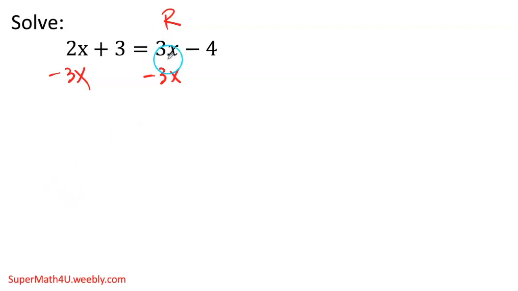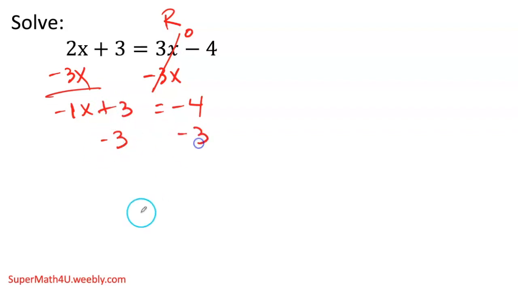3x minus 3x gives me 0, and I have a negative 4 left. 2x minus 3x is going to give me negative 1x. By the way, it doesn't matter if I cancel the 2x or the 3x, you will get the same answer at the end. Now my x is on the left side. I want to leave the x by itself. The first thing that I do is I cancel what is adding or subtracting. In this case, the 3 is adding, so I subtract. I do the opposite on both sides.